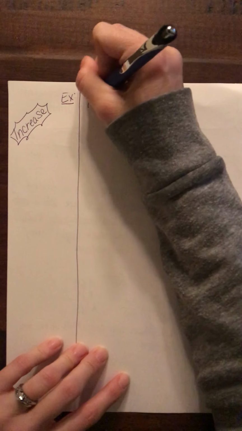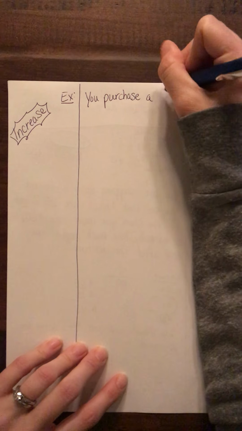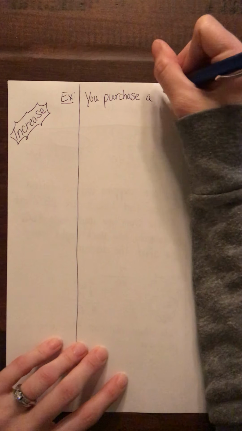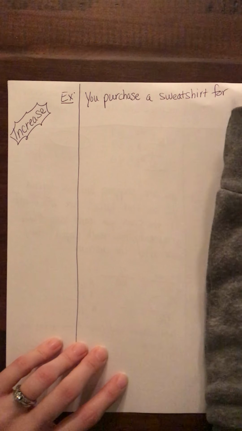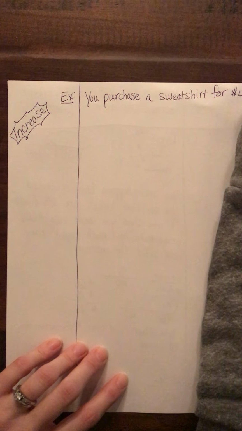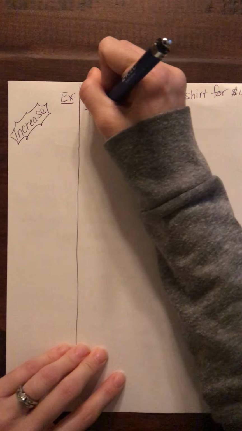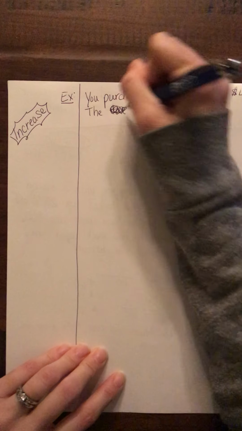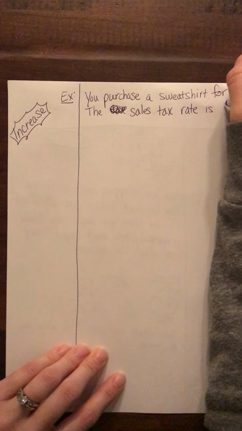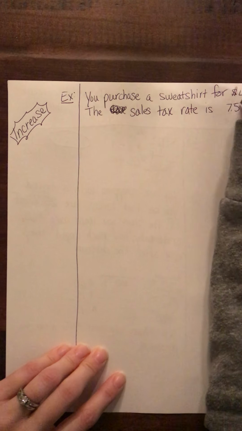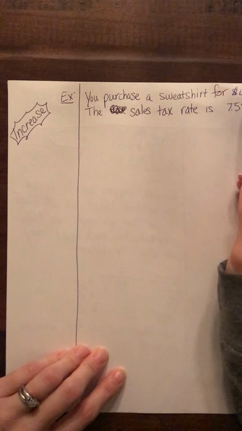So let's say you purchase a sweatshirt for $42. It's a nice sweatshirt. And let's say that the tax, actually, I want to be very specific. The sales tax rate is 7.5%. Okay, so what that means is that they find out what 7.5% is of your item, and then they add that onto the cost.